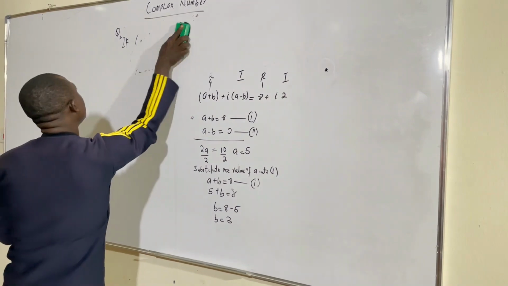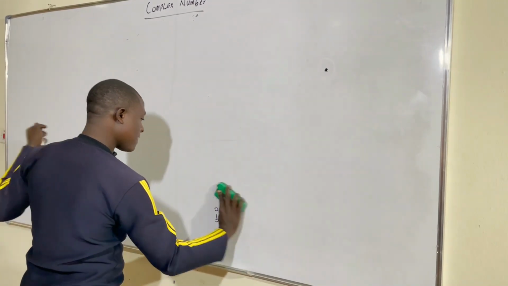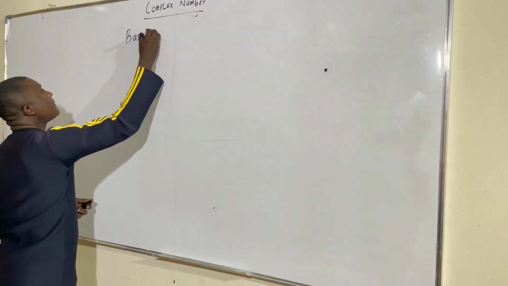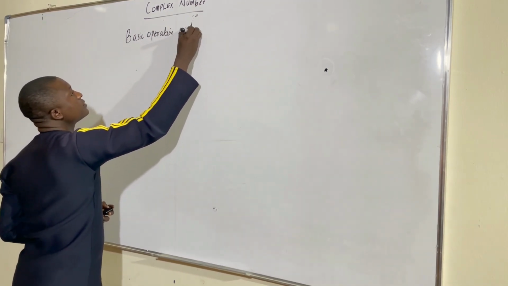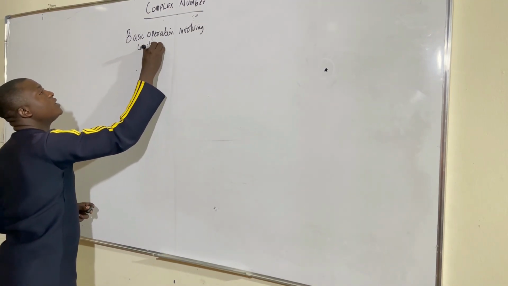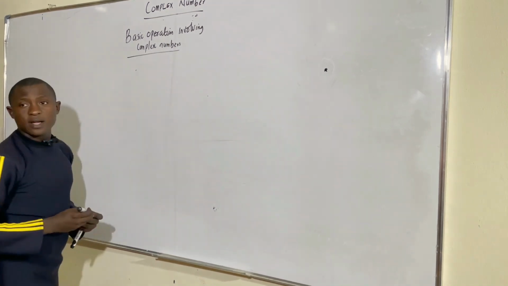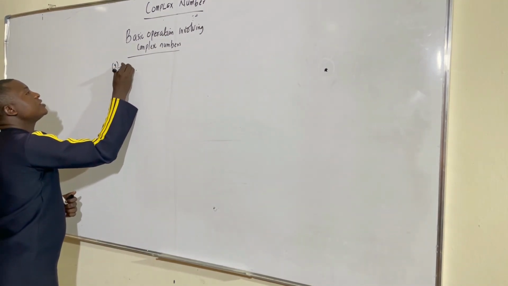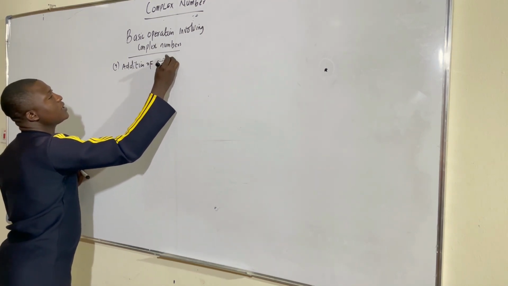Let's see basic operations involving complex numbers. What we mean here is how can we add them together? How can we subtract? For example, let's firstly talk about addition of complex numbers.